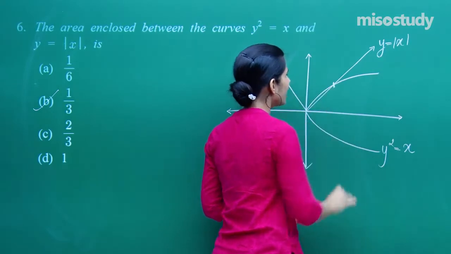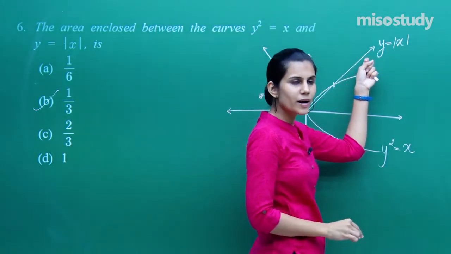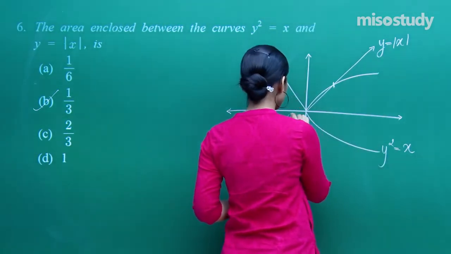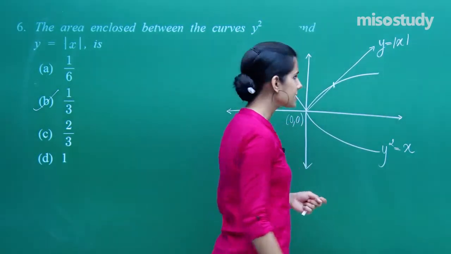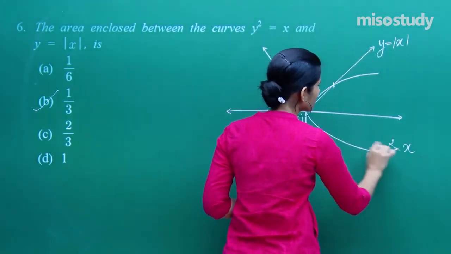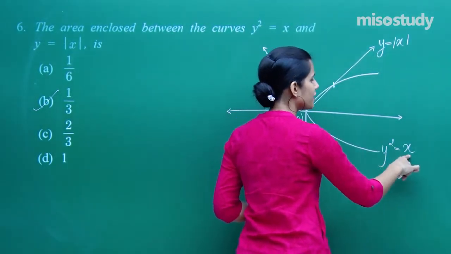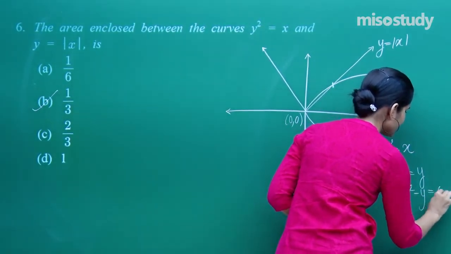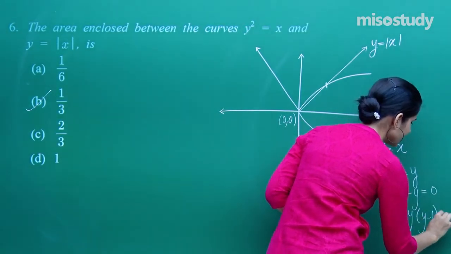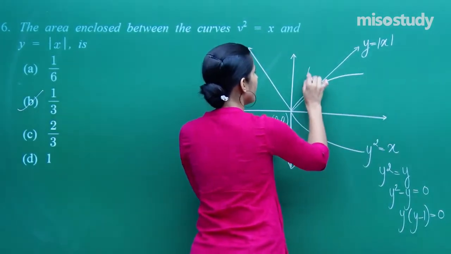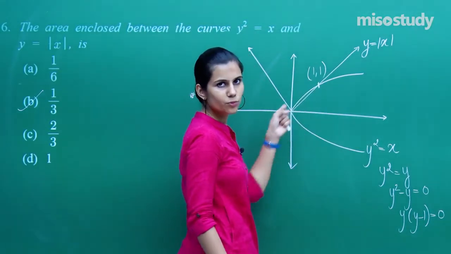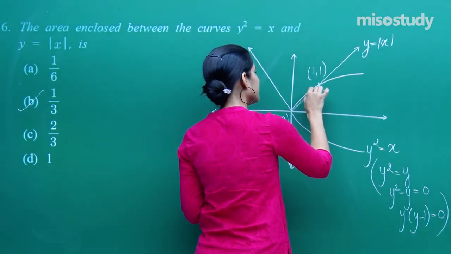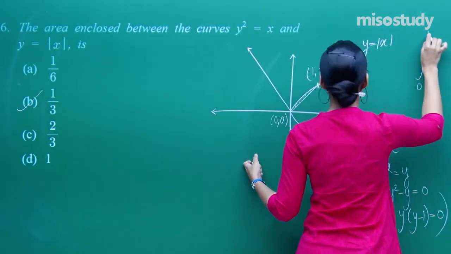Over here this line is y equals mod x, but this line is actually y equals x. For x non-negative, mod x is equal to x. So this is again y equals x, and this is y square equals x. When you put y in place of x, you get y square equals y, which is y square minus y is 0, y into y minus 1 is 0. You get y equals 0 and y equals 1. You actually get these 2 points of intersection. And therefore, when you need to find this area, it is actually again from 0 to 1.